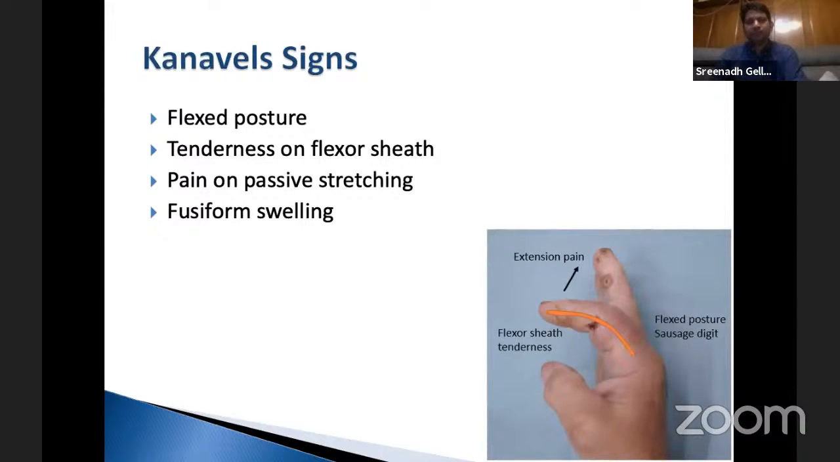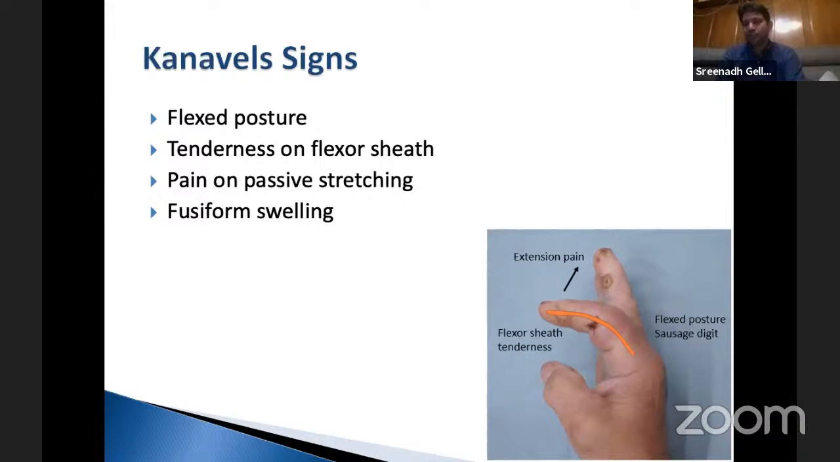We all know about Kanavel's signs, but if they put a hand picture like this, what they are expecting you to read is that there is a sausage-shaped swelling and the finger is in flexion position, and in this scenario, as you can see, there are two bites.